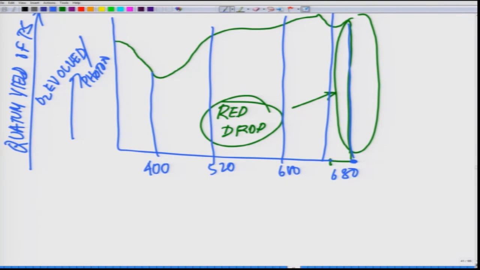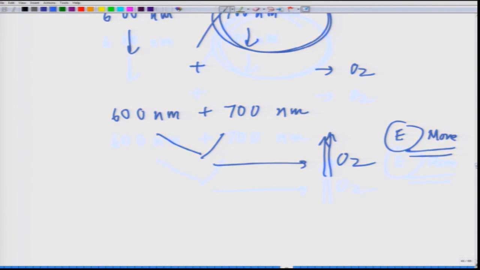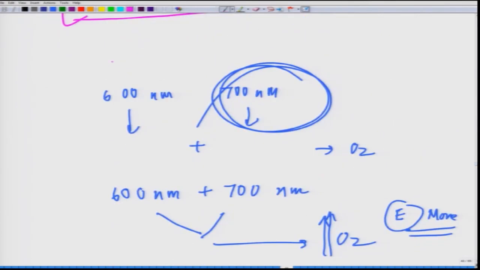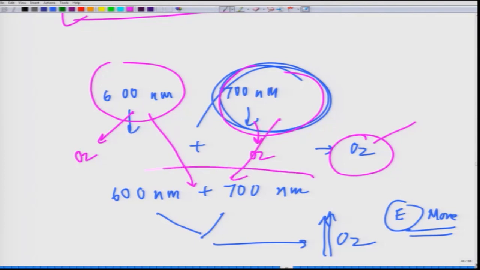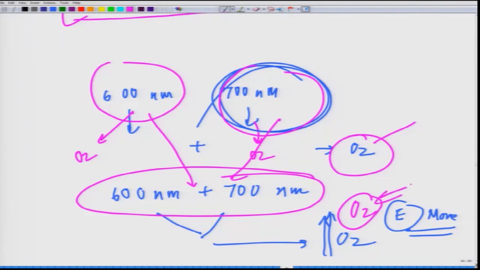What was observed is, and this is important for you to understand, if you give the wavelengths separately and see the oxygen evolution here and here, and you add up the moles of oxygen you are getting, okay. Now, what you do is couple both of them. You have a mixture of both these wavelengths and you get moles of oxygen out here. You would see the oxygen evolved here is higher than the oxygen evolved when these two are given separately.